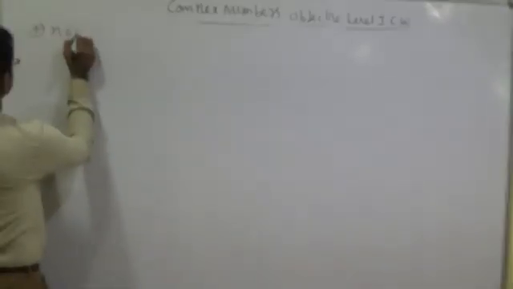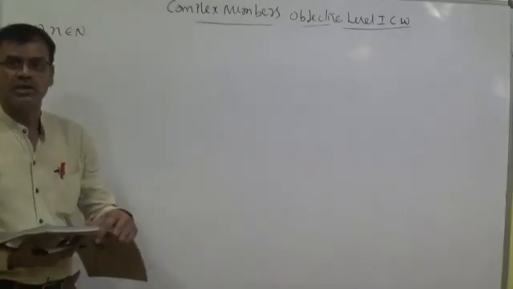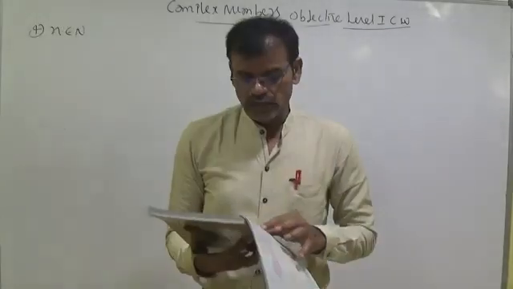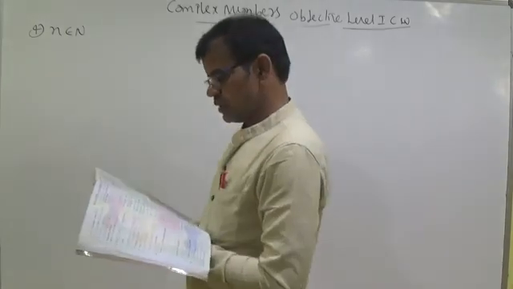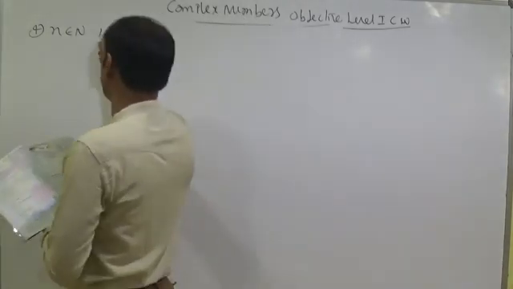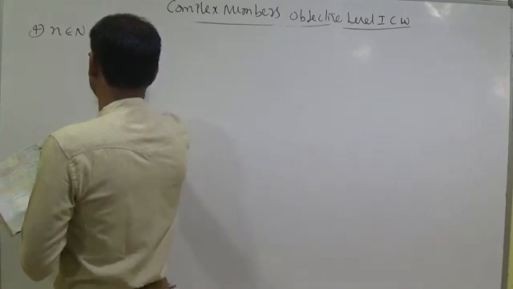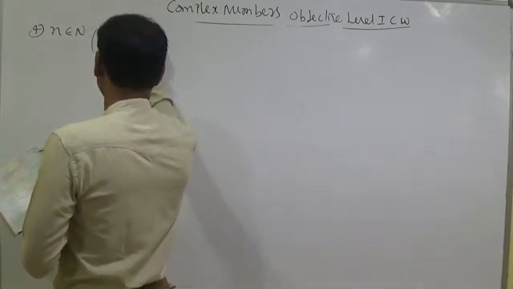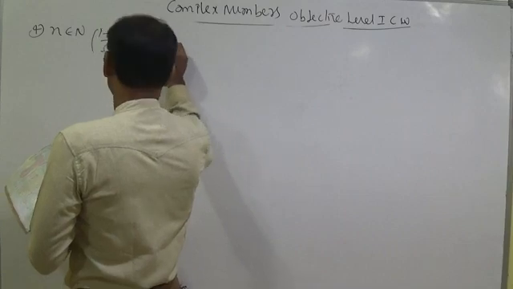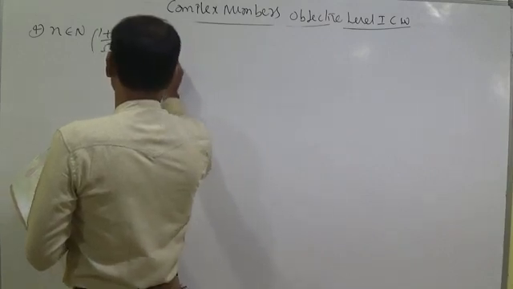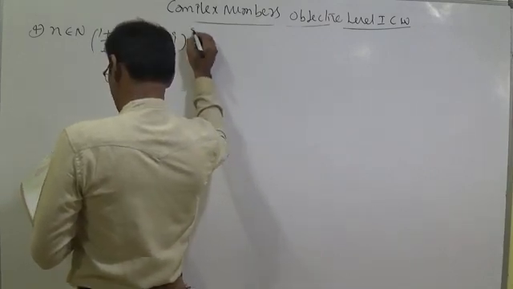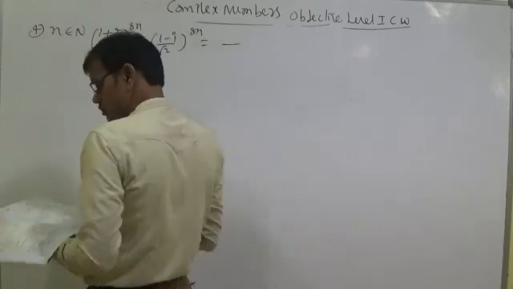Fourth question, n belongs to the natural numbers, so n is a real number. (1 plus i) by root 2, whole power 8n, plus (1 minus i) by root 2, whole power 8n is equal to dash.